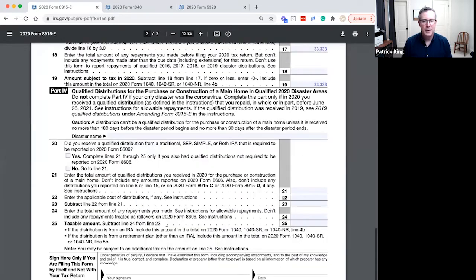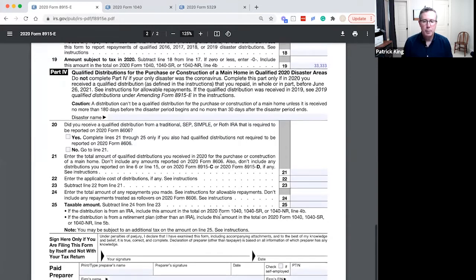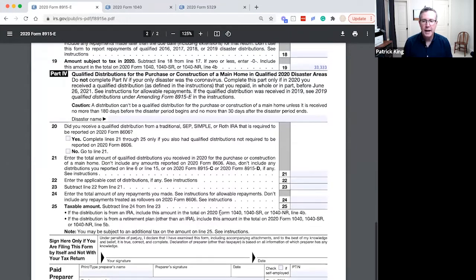Unless coronavirus caused you to rebuild your home, that would not apply. And then, of course, down here at the bottom, you only have to sign and date it if you are filing this separate from your 2020 tax return. If it's included in your tax return, you don't have to sign it. But that pretty much covers Form 8915E.